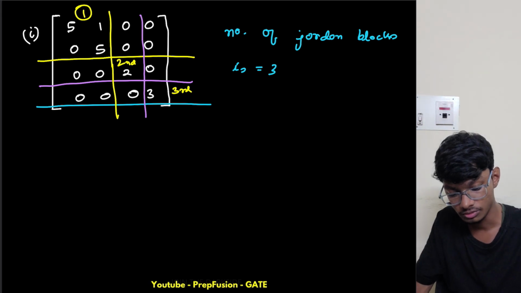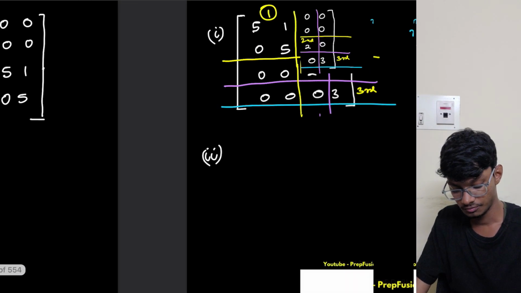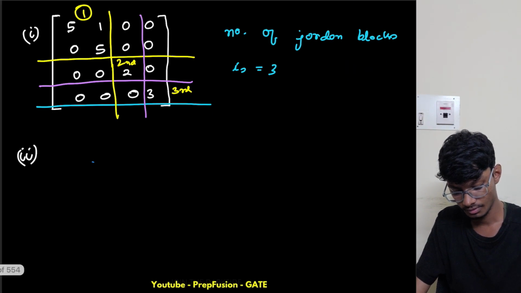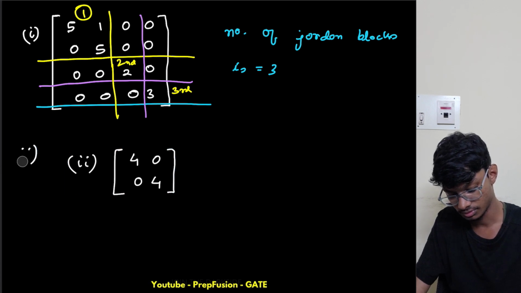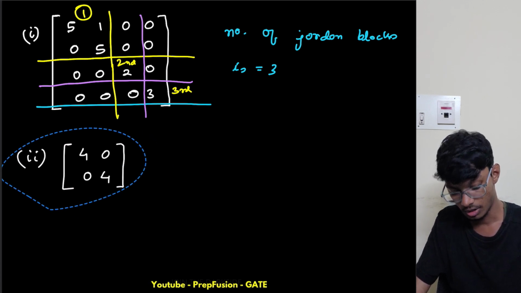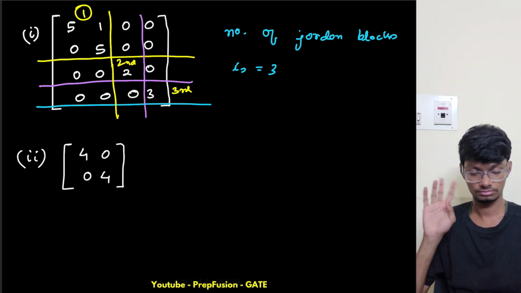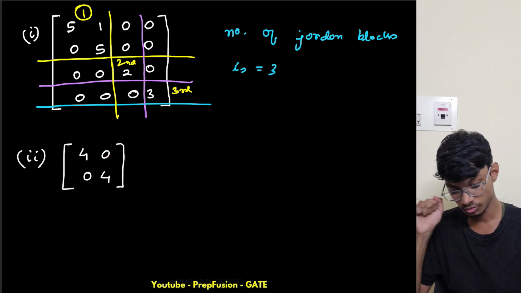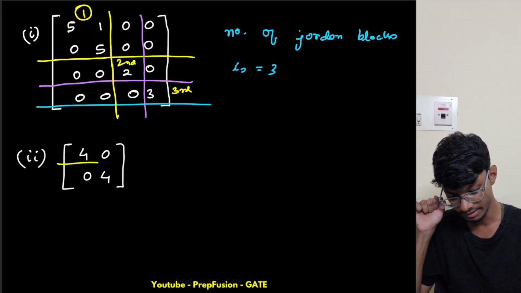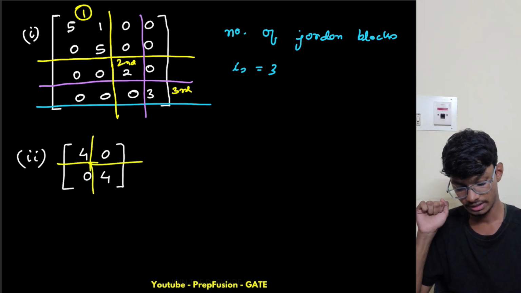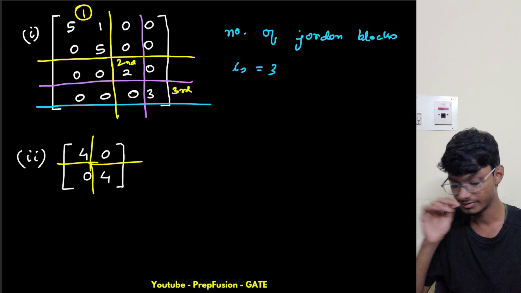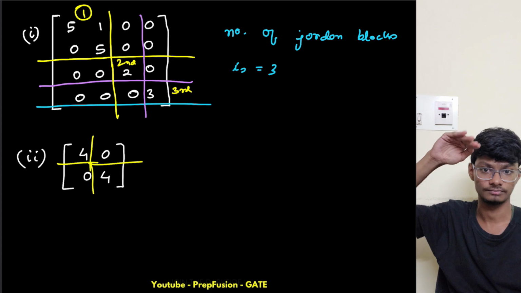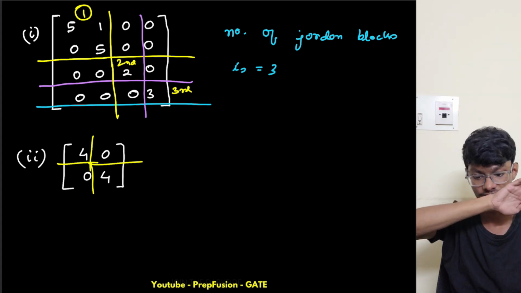Now let's go to the second option. The second option is this one. How many Jordan blocks do I have? I see two repeated eigenvalues, but do I have a 1 over here? No, I don't. So this Jordan block will only end here, as I don't have a 1 over here. And this also will be another Jordan block, even though they are repeated, because I don't have a 1 above. Only a 1 above will continue the Jordan block.